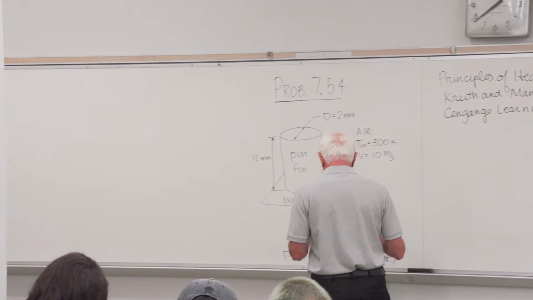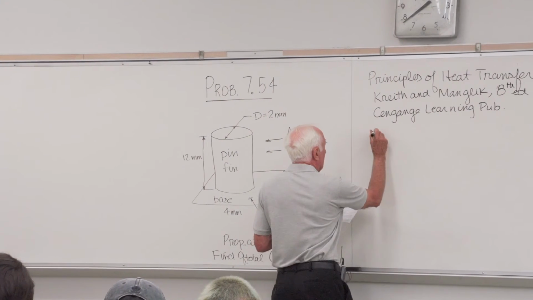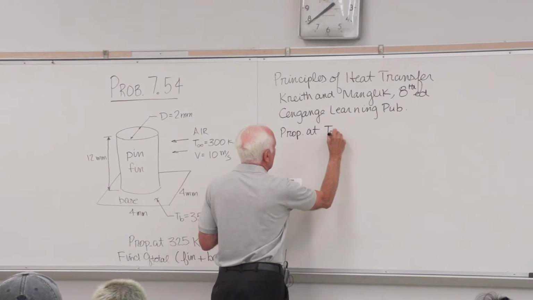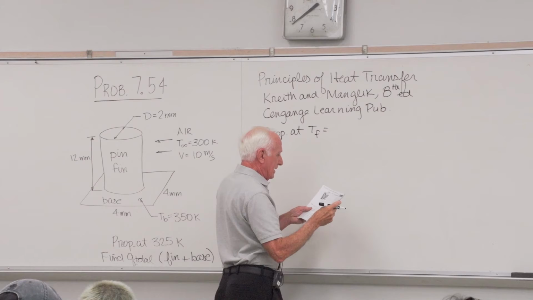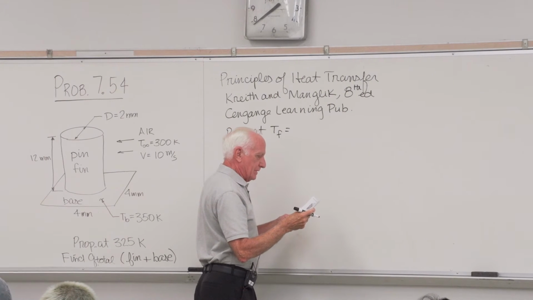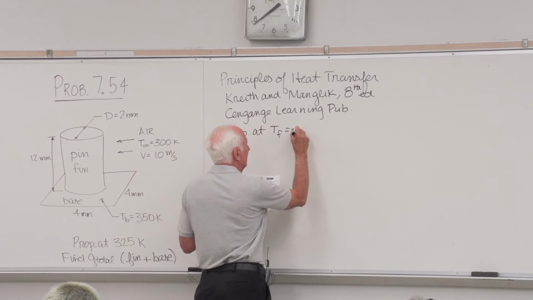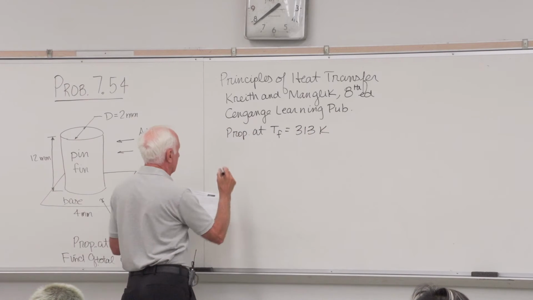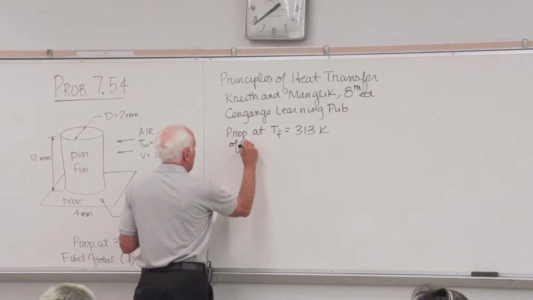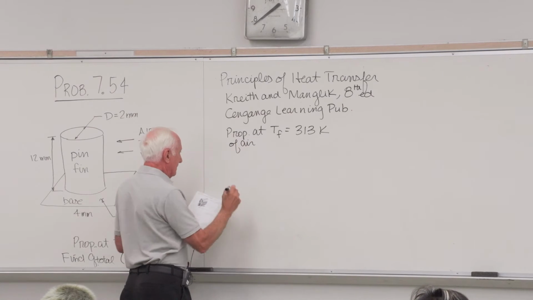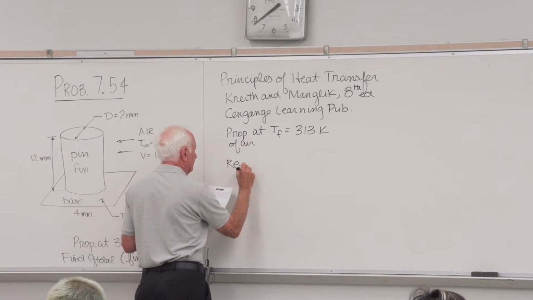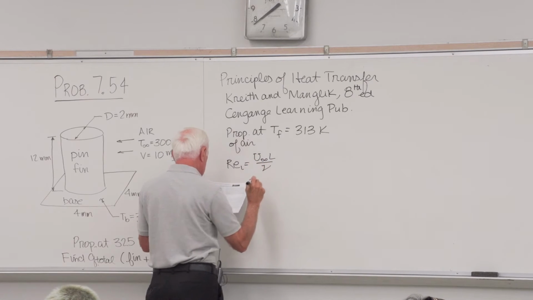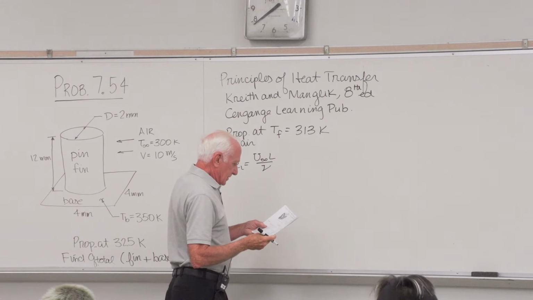Well, okay, properties at T-film. And if you take the air temperature and the crankcase temperature, the average temperature is 313 K. 313 K, got it. Air properties. Got it. Get the Reynolds number. The length of it is 6/10.